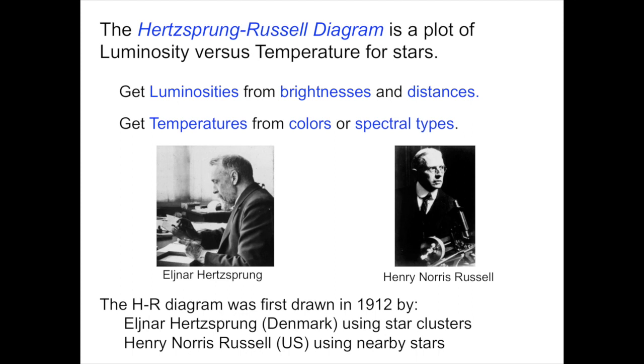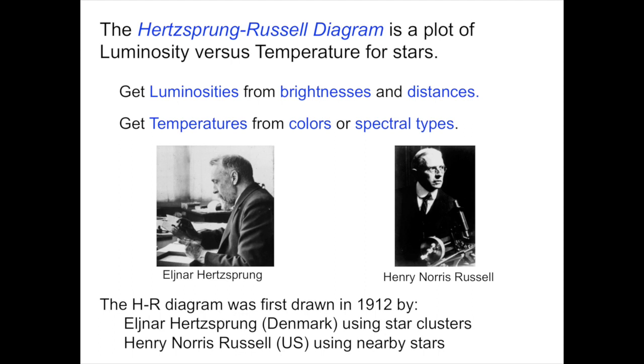Two astronomers, Einar Hertzsprung from Denmark and Henry Norris Russell in the United States, both independently made the first of the plot of luminosity versus temperature that now bears their name, the Hertzsprung-Russell diagram.